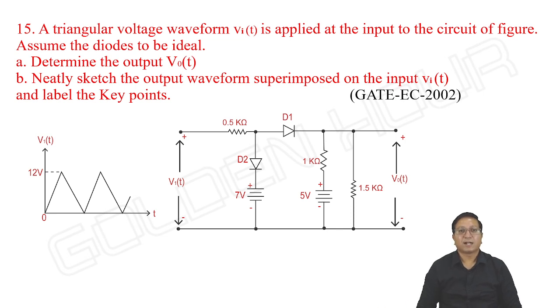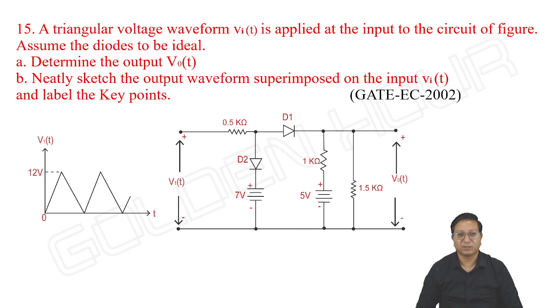Next one. A triangular voltage waveform Vi of t is applied at the input to the circuit of the figure. Assuming the diodes to be ideal, determine the output voltage and neatly sketch the output waveform superimposed on the input Vi of t and label the key points. What about the output waveform and breakpoints? That's what they are expecting. Some triangular wave is superimposed on this particular circuit.